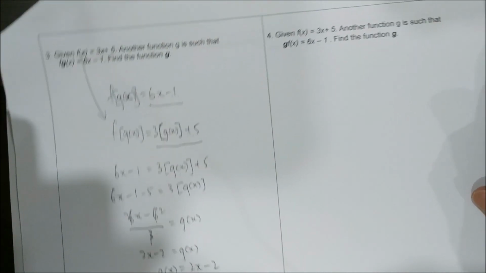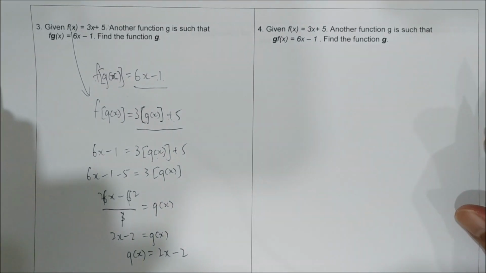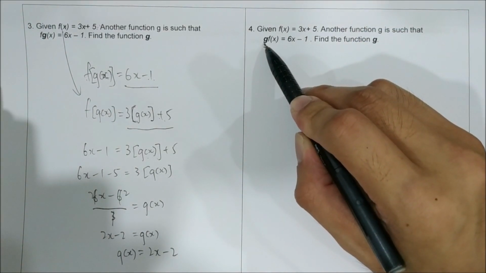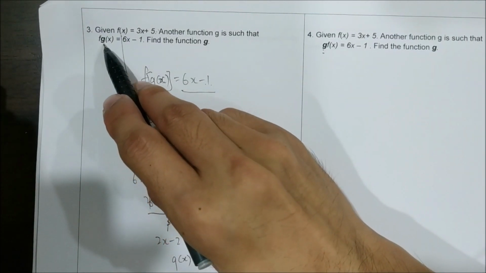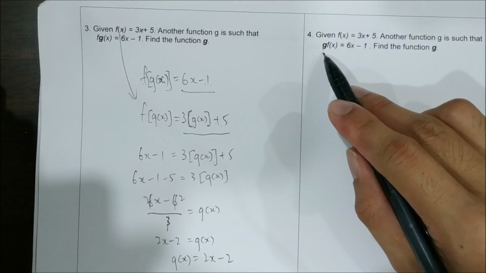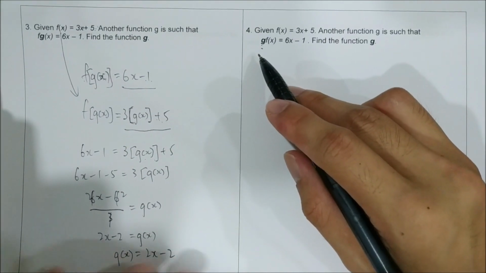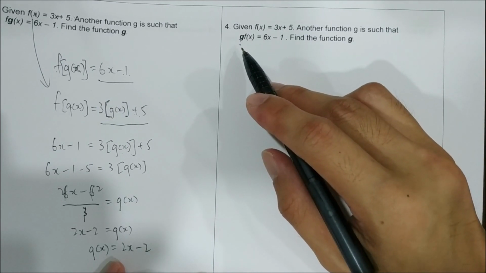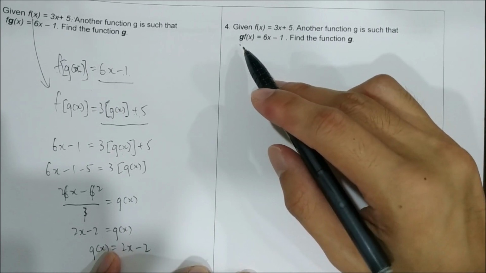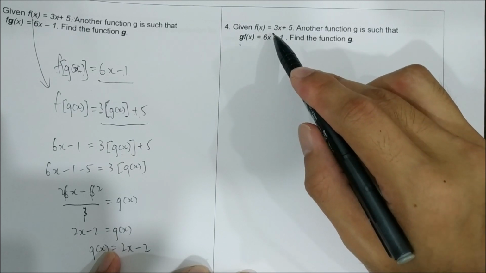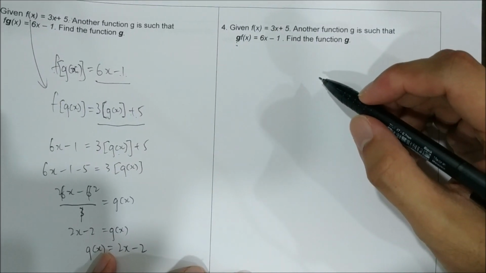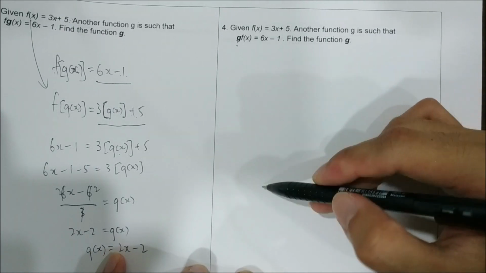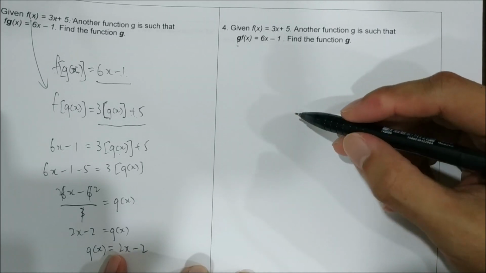Now we look at the other one. What's the difference here is that the location of the function that we are looking for is outside. This one is inside f. This one is outside of f. When you have this situation, the method is different. The method is actually looking for the inverse of f(x). But until now we haven't learned about the inverse. You'll learn about this in the next video. So we just try to go through the steps.